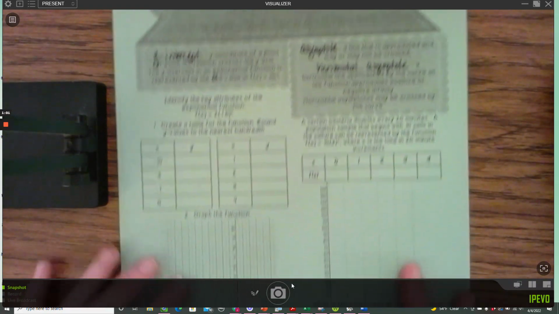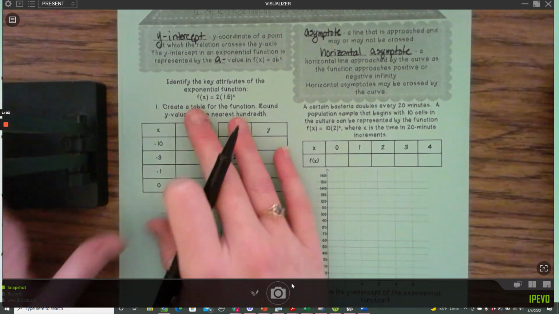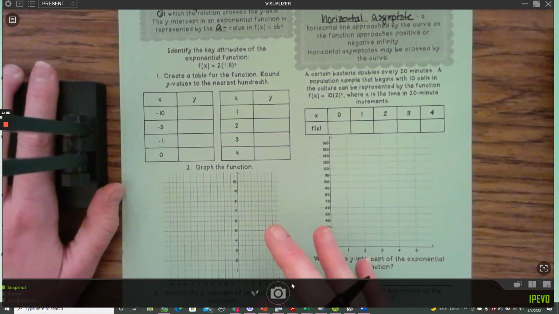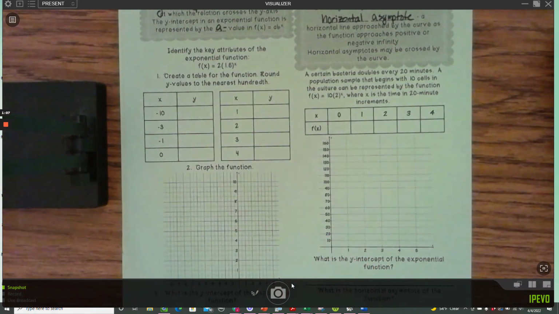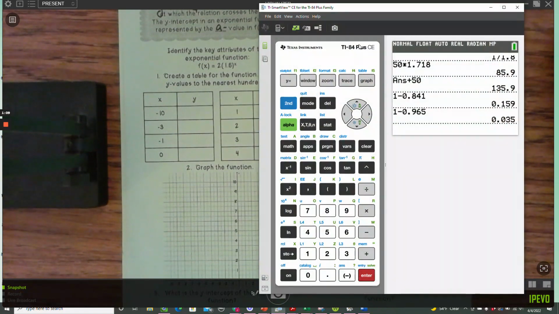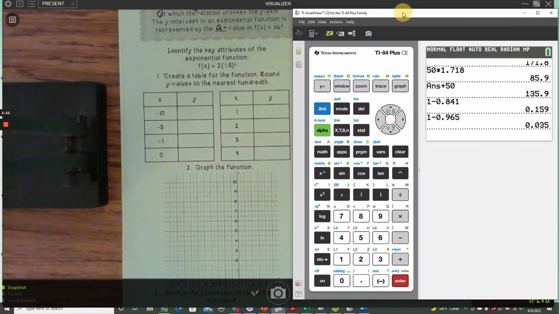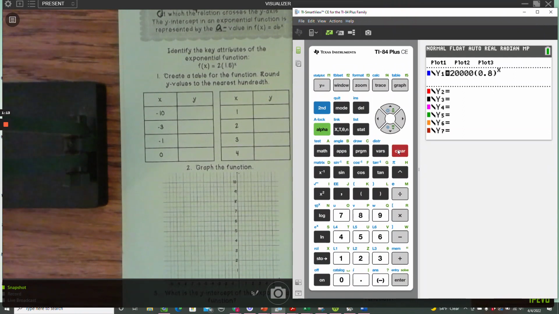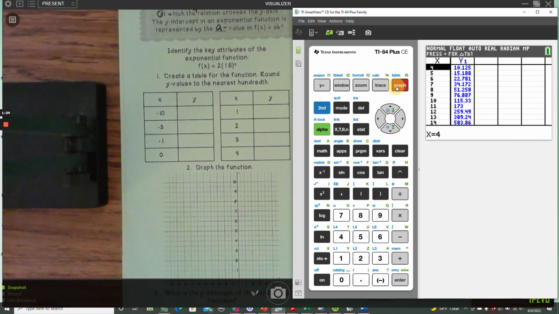So this first one here, we're going to identify the key attributes of the exponential function 2 times 1.5 to the x. So the first thing we're going to do is create a table and graph this function. I'm going to go to y equals and do 2 times 1.5 to the x power. And then I'm going to go to table.